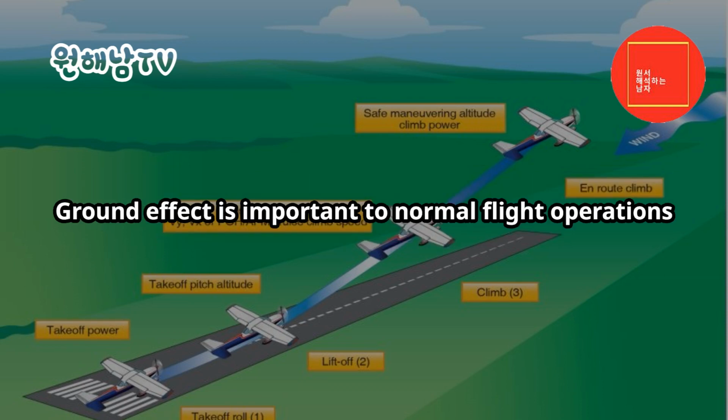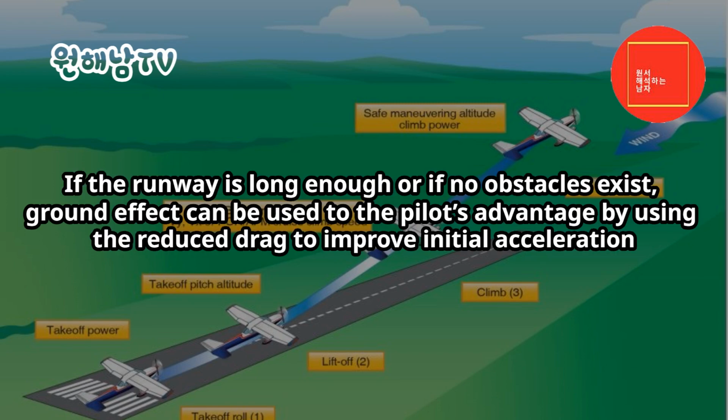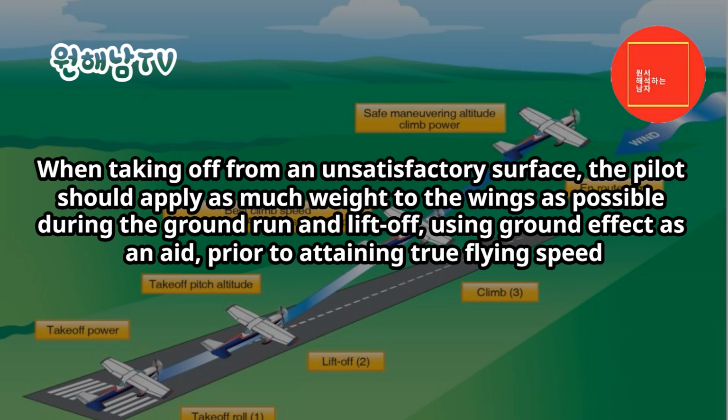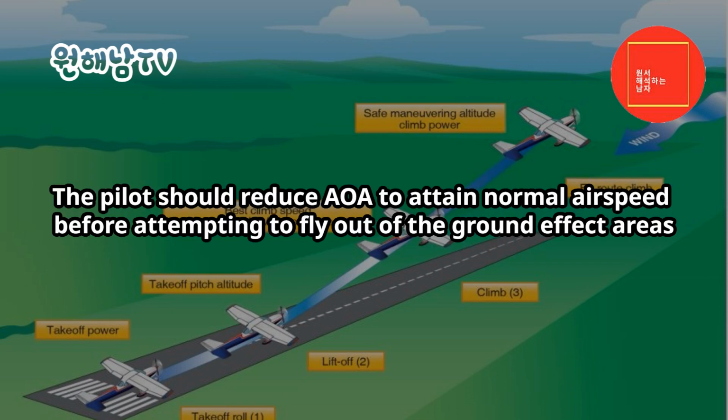Ground effect is important to normal flight operations. If the runway is long enough or if no obstacles exist, ground effect can be used to the pilot's advantage by using the reduced drag to improve initial acceleration. When taking off from an unsatisfactory surface, the pilot should apply as much weight to the wings as possible during the ground run and lift off, using ground effect as an aid, prior to attaining true flying speed. The pilot should reduce AOA to attain normal airspeed before attempting to fly out of the ground effect areas.